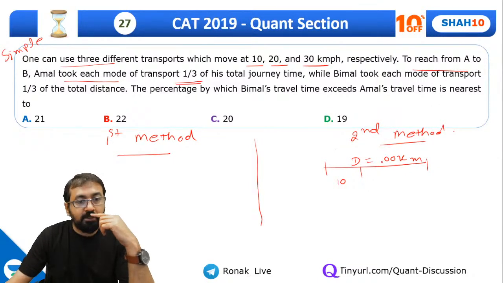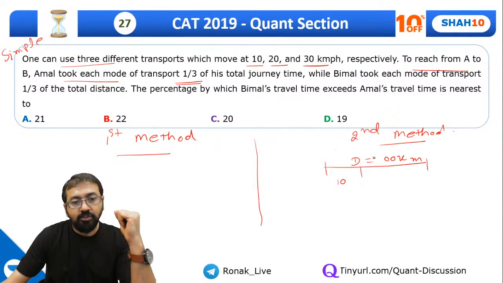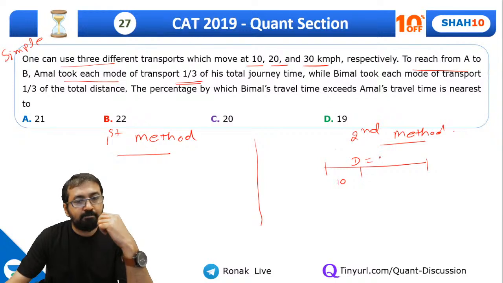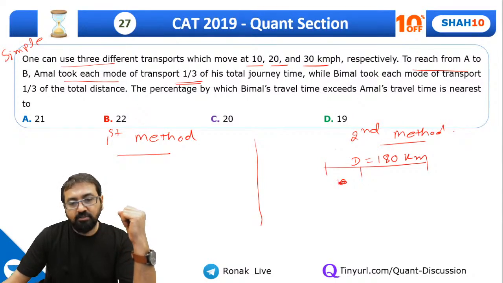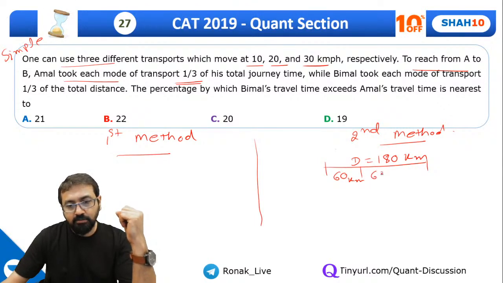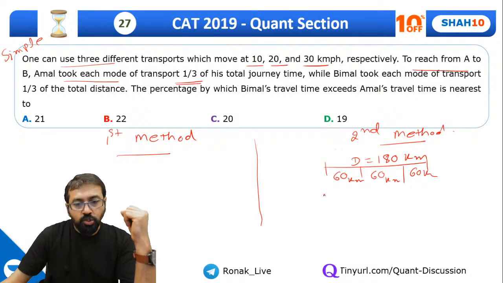300 would not work because we have to take 1/3. So we'll have to take something like 90. Let's take as 90. So 30, 180. Let's take distance as 180 kilometer. So 1/3 will be what? 60 kilometer. Then this will also be 60 kilometer. And this will also be 60 kilometer. So you traveled, okay.